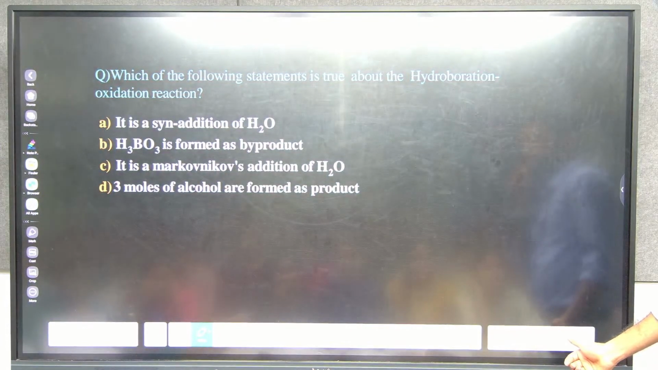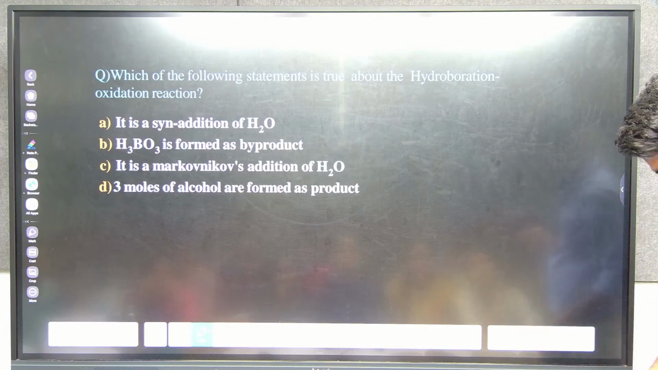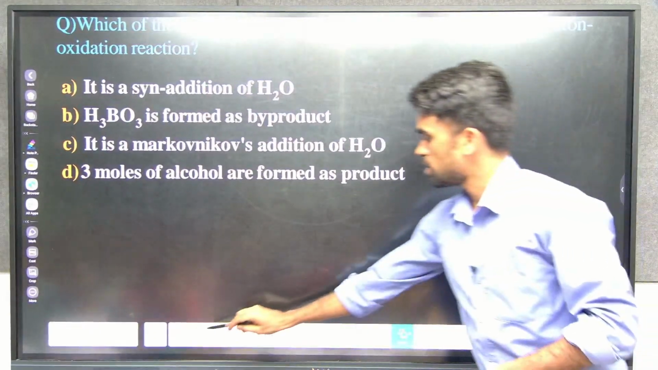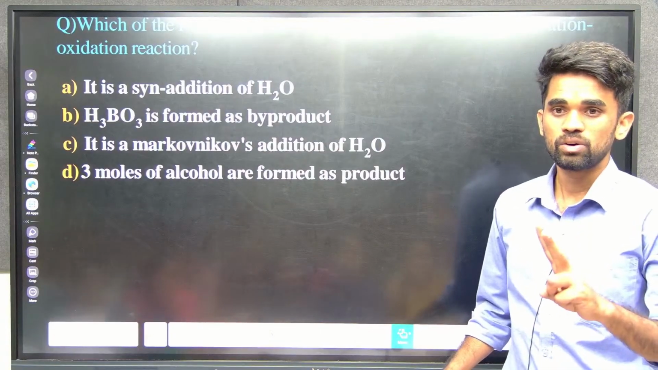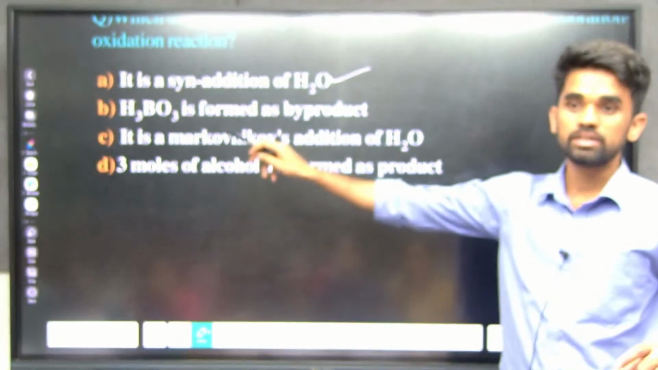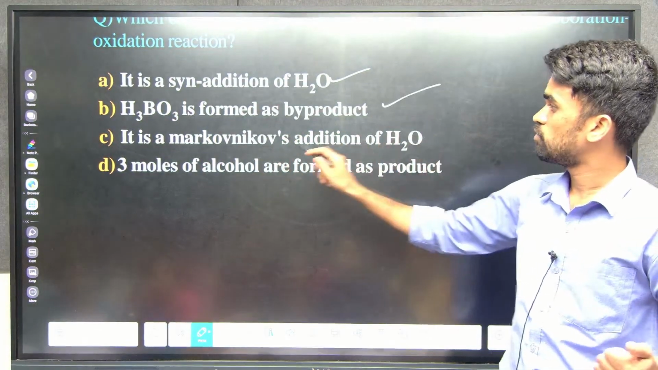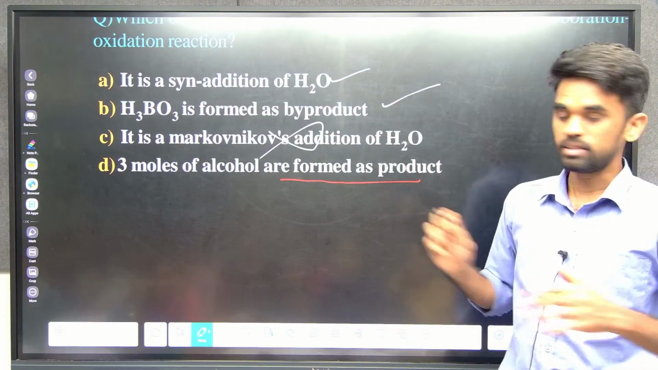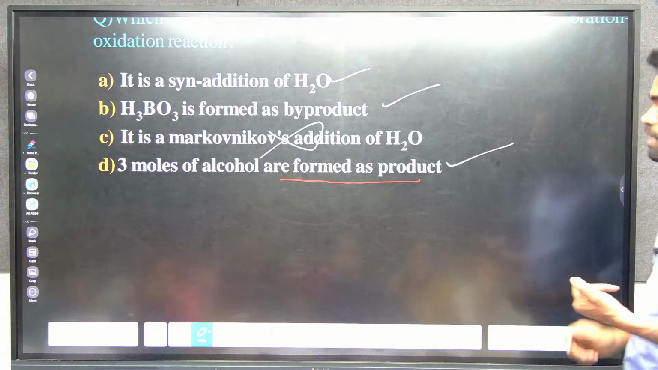Okay. Tell me, is it cis addition or syn addition? Cis addition or trans addition? Hydroboration means syn addition only. What are we adding finally? H and OH. It means water only we are adding. Next one, you tell me. What is the byproduct? Just now I told you. Next one, follows anti-Markovnikov. This one? Correct, yes. This is also correct. A, B, D.